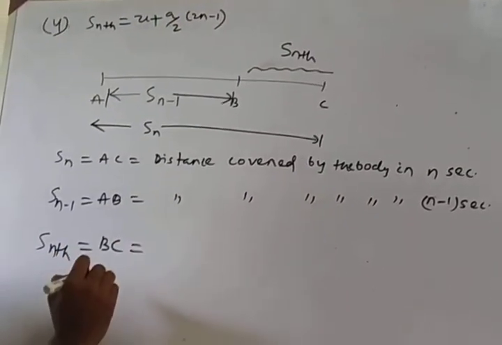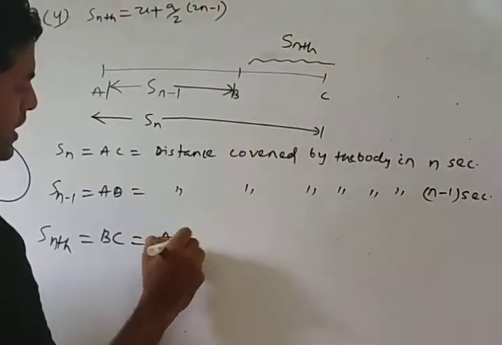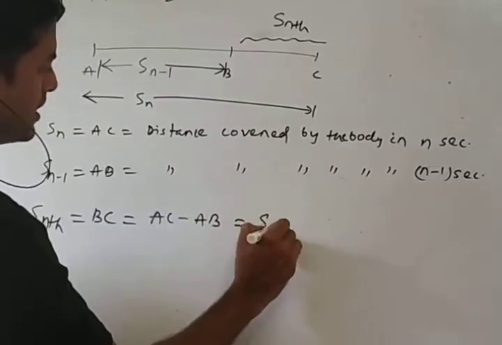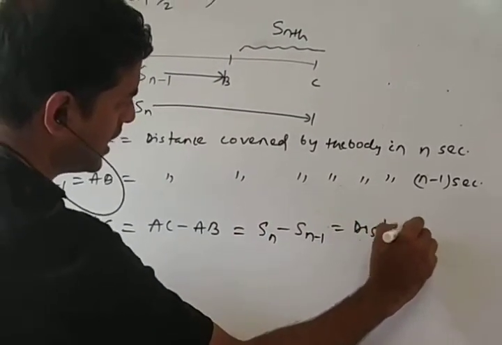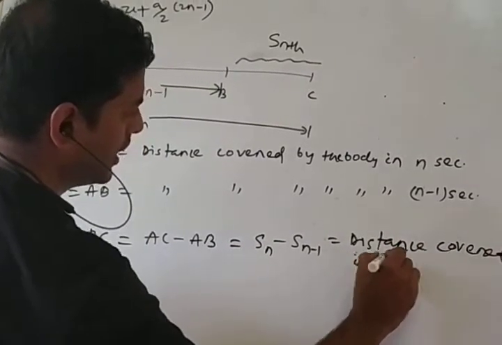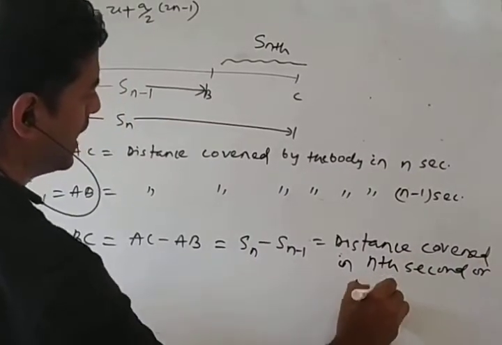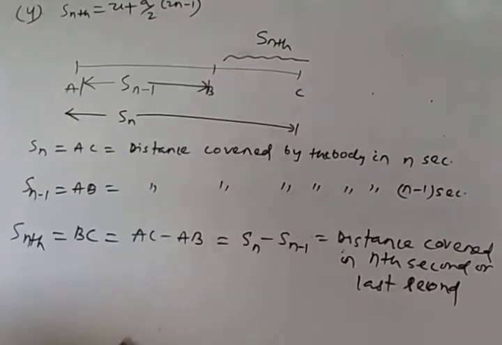What is that BC? BC is nothing but AC minus AB. So what is AC? AC is Sn minus Sn minus 1. That is the distance covered in the nth second, or last second.